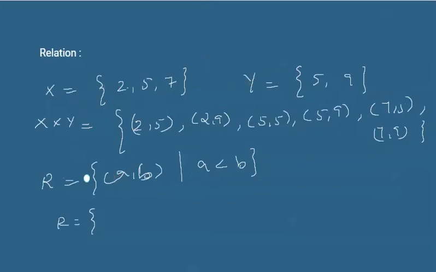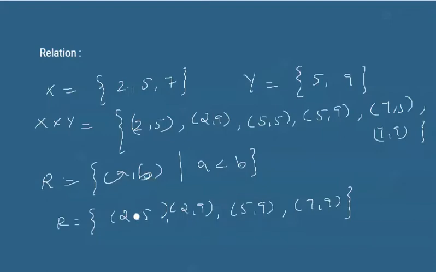Remember. Now here the first element must be lesser than the second element. So shall we write (2, 5)? It obeys the rule. So (2, 5), (2, 9). (5, 5), can we write? No, 5 is equal to 5, so we cannot write it. What about (5, 9)? We can write it because 5 is lesser than 9. (7, 5), can we write? No, you cannot because 7 is greater than 5, but we need the first element to be smaller. So (7, 5) we cannot write, but we can write (7, 9). According to our definition of the relation, these are the ordered pairs which obey the rule.